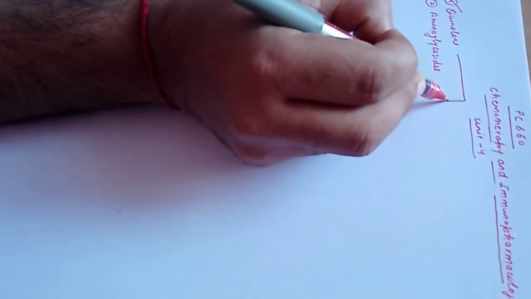Today in this video, I am going to discuss PC 660, that is chemotherapy and immunopharmacology, Unit 4. In Unit 4, there are two topics. One is quinolone and another one is aminoglycoside. In this video, I am going to discuss quinolone.